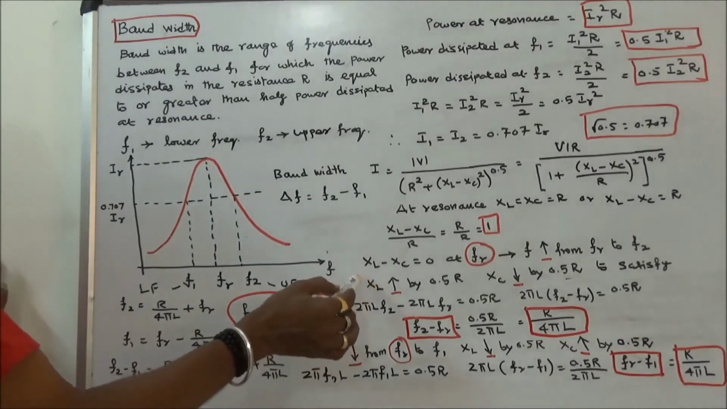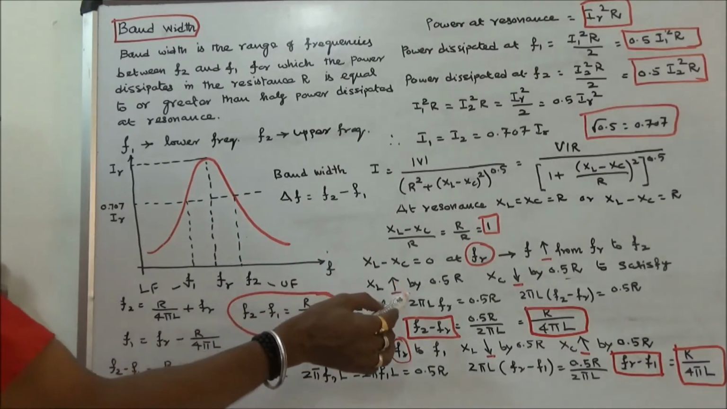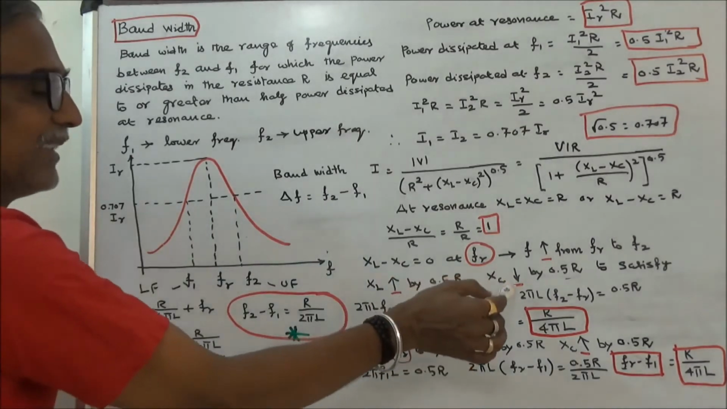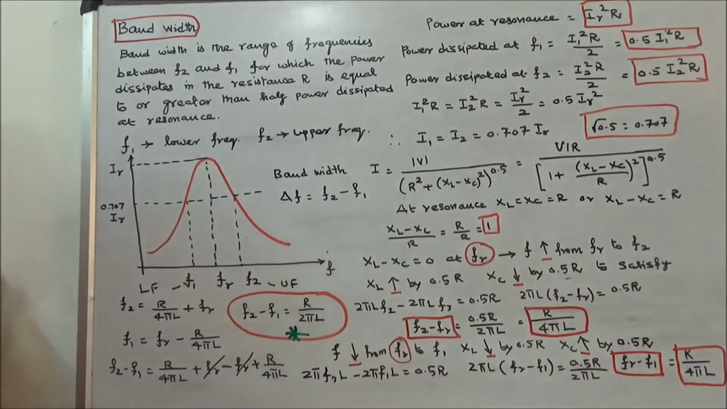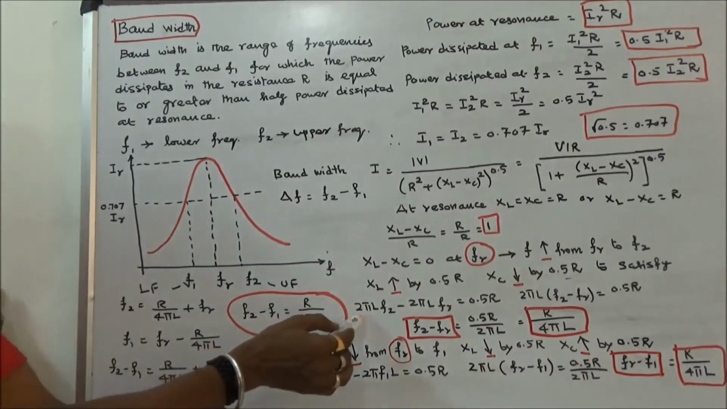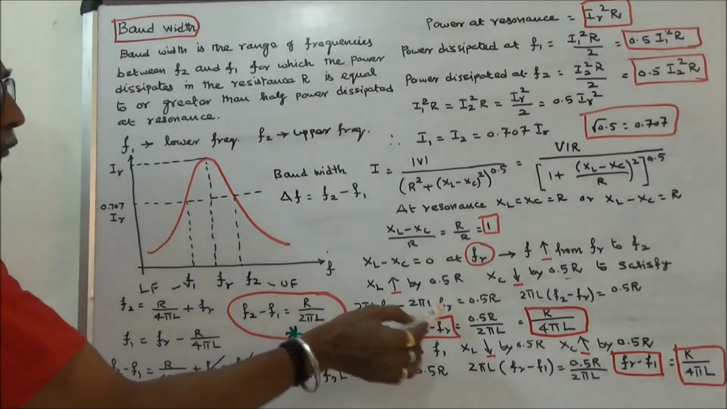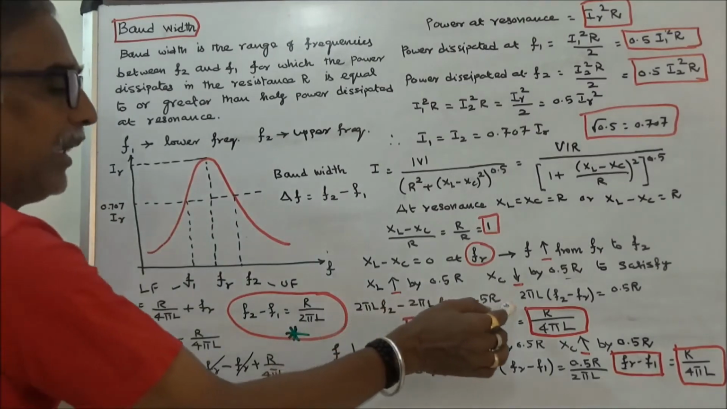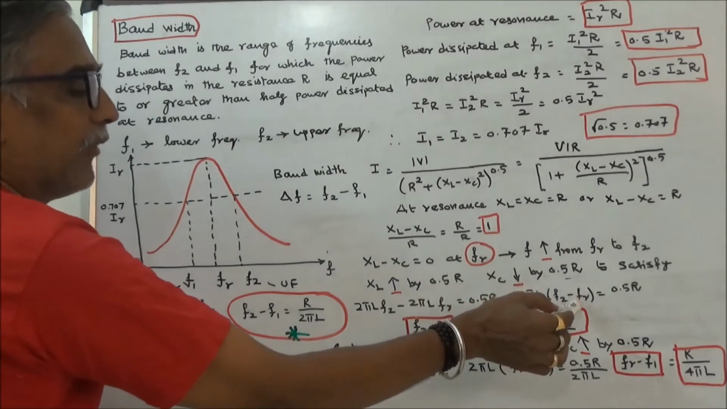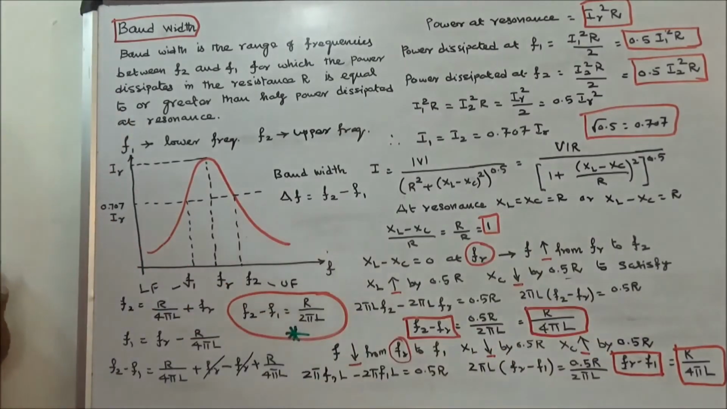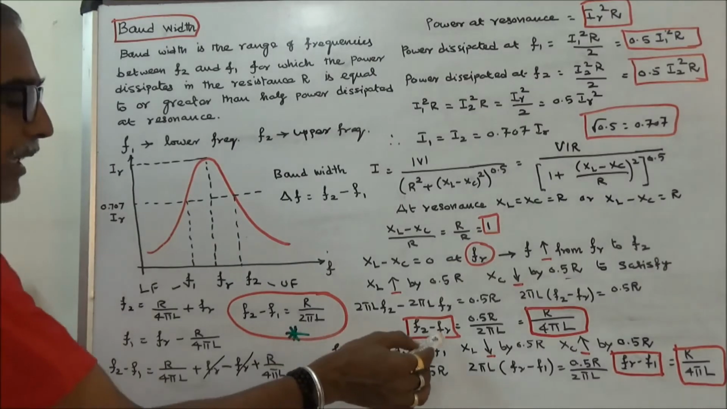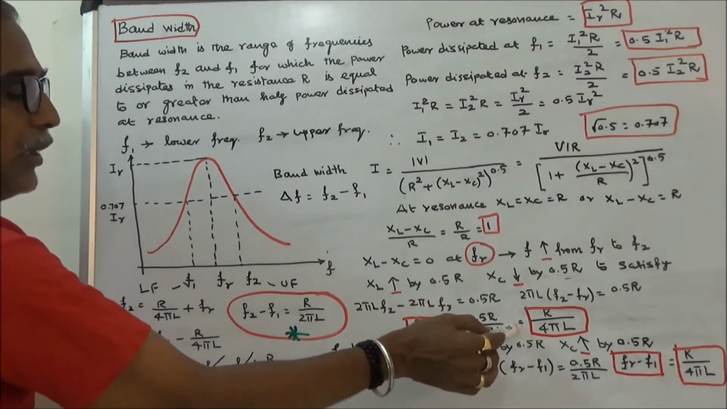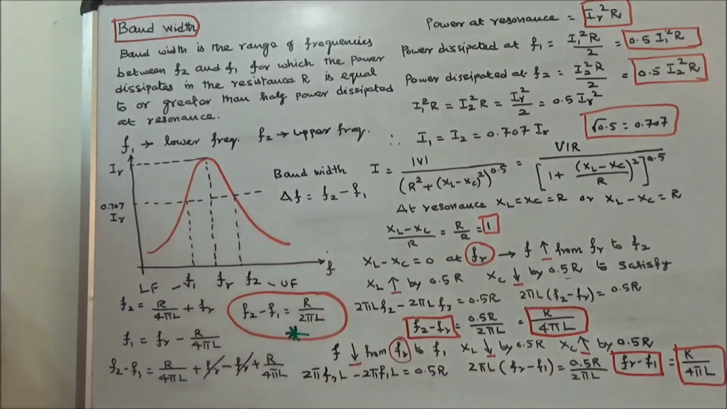Here, inductive reactance XL increases by 0.5 times R. Capacitive reactance XC decreases by 0.5 times R to satisfy 2 pi L F2 minus 2 pi L Fr is equal to 0.5 R. 2 pi L, I take it out common, F2 minus Fr is equal to 0.5 R. So F2 minus Fr is equal to 0.5 into R divided by 2 pi L, that is equal to R by 4 pi L.